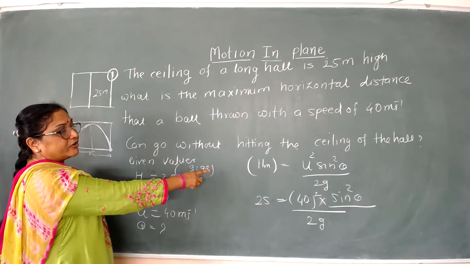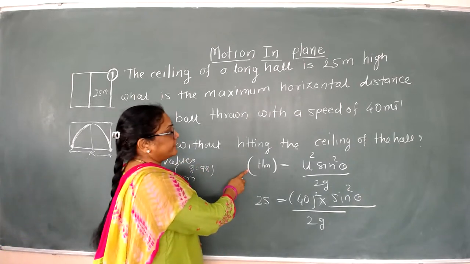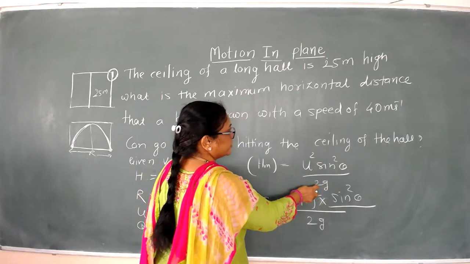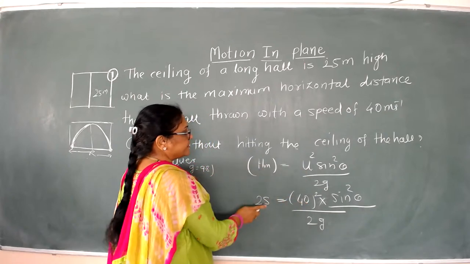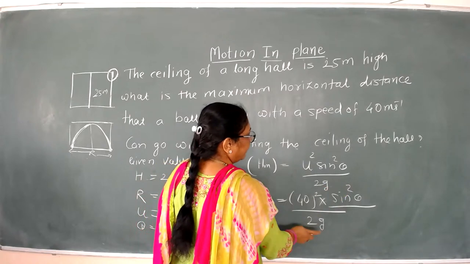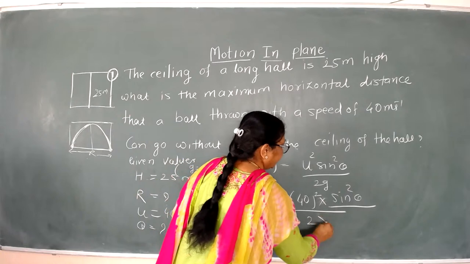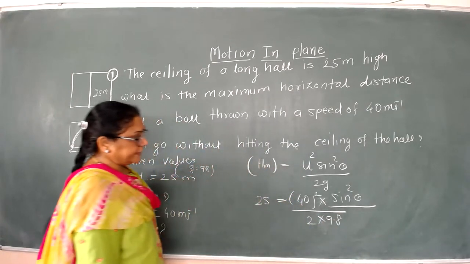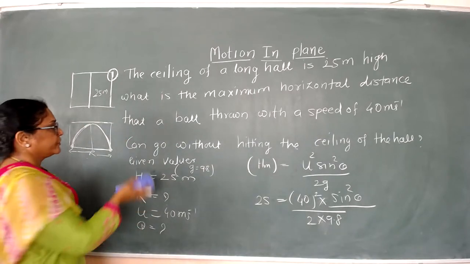Then first find out the value of theta by using the formula: maximum height is equal to u square sine square theta divided by 2g, where u is given, that u is equal to 40, and maximum height is given as 25. We know that the value of g is equal to 9.8, or it is considered to be 10. Then calculate this, cross multiply and find out the value of theta.